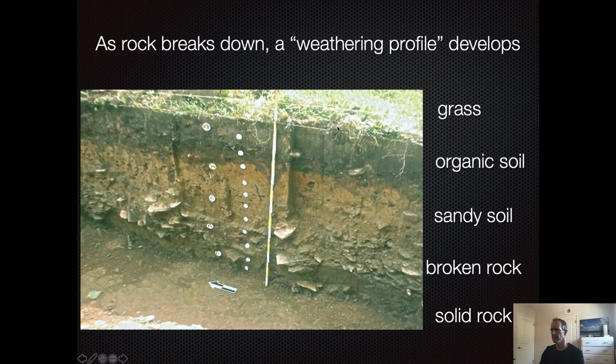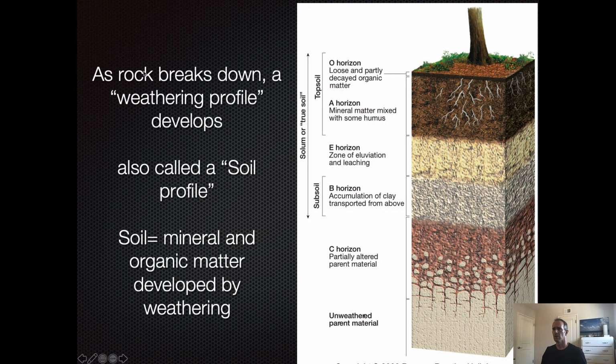At the top, there's a layer of grass, so that's obviously not derived from the rock. But then you'll have some organic soil. So this is a mixture of a lot of organic material with some mineral material. Below that, you have slightly more mineral material and less organics, and so on until you get down and the rock becomes more and more intact, until finally you get to the original parent rock that hasn't been broken down at all. So as rock breaks down, a weathering profile develops. We also call this a soil profile. Soil is a mixture of mineral and organic matter developed from the weathering.